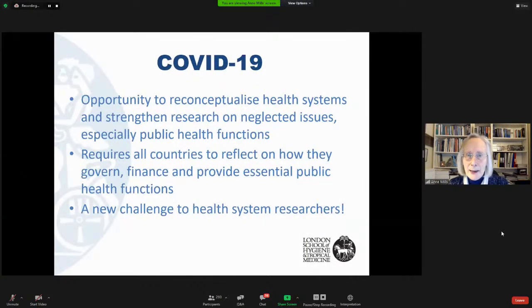So I'll end by a comment that I think COVID-19 does present an opportunity to reconceptualize health systems and to strengthen research on neglected issues, and especially public health functions. And I think it requires all countries to reflect on how they govern, finance, and provide essential public health functions. So to my mind, this is a new, interesting, and exciting challenge to health system researchers across the world. Thank you.